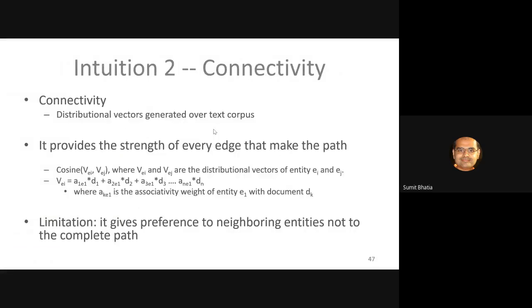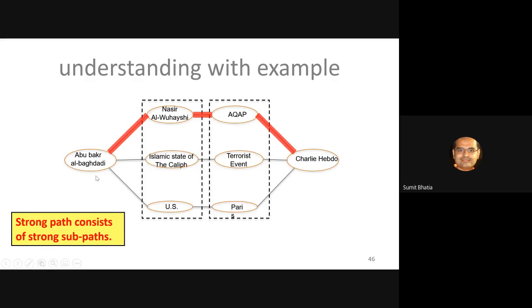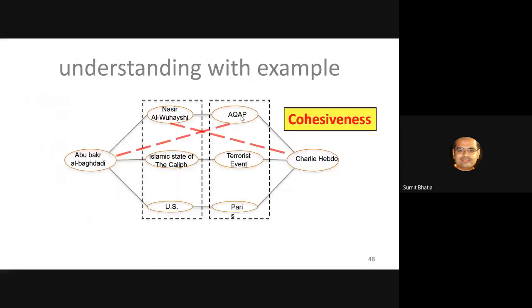Now here you will notice there is one limitation. Since it's a greedy algorithm, it is only looking at the immediate entities and not the whole path, right? What do I mean by that? So it may happen that al-Baghdadi is strongly connected to Nasir, but he may or may not be connected to AQ. That is also possible. So to account for that, we introduce this notion of cohesivity.